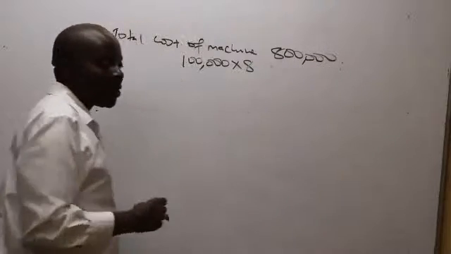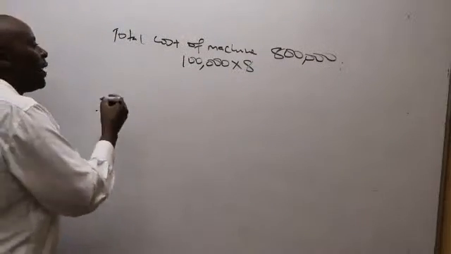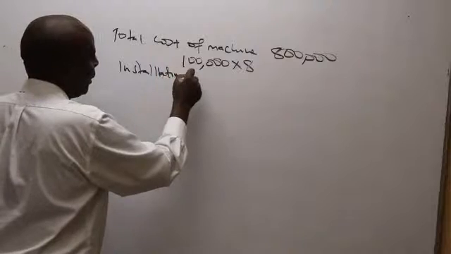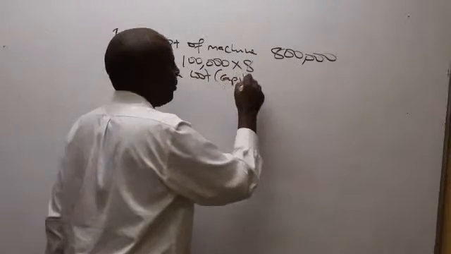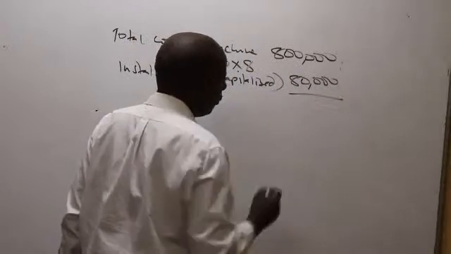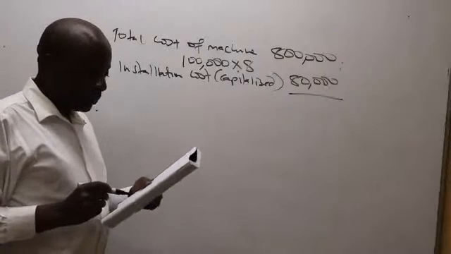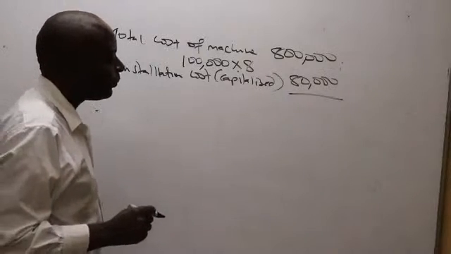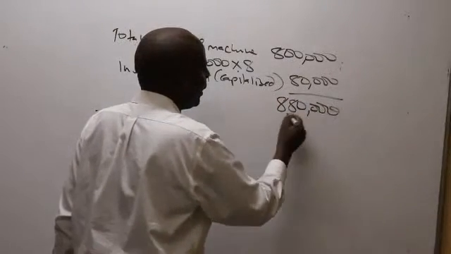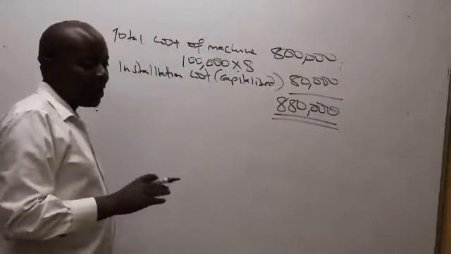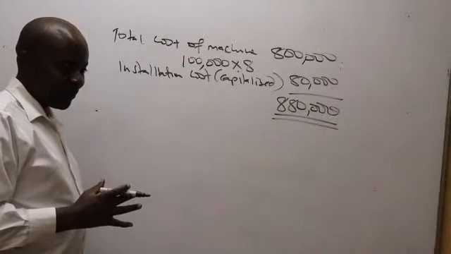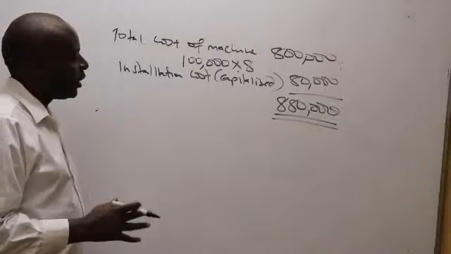And of course, you and I are so good. We appreciate the fact that if there are any installation costs, they should always be capitalized. They should always be made to be part of the cost of this. And the installation cost is 80,000 for all the machines. So 800 plus 80 will give us 880,000. So this is the total outlay. This is the total cost of the machine now.